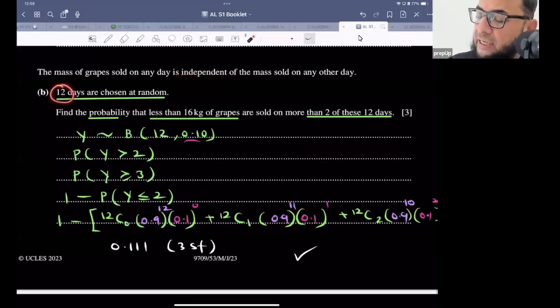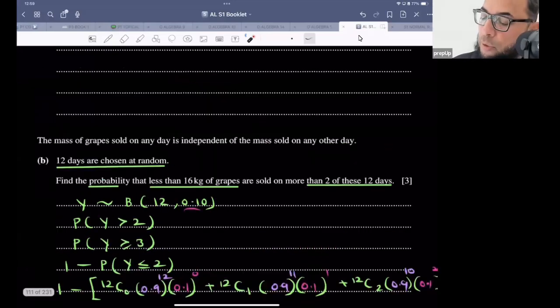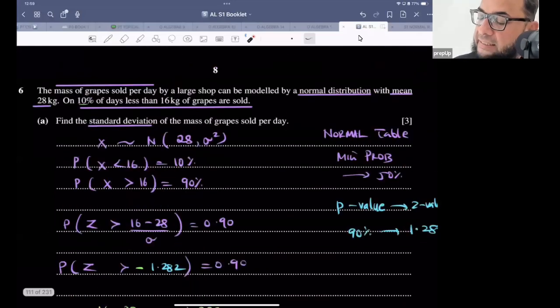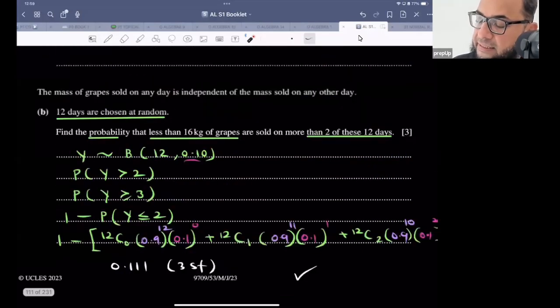12 days are chosen at random. Find the probability less than 16 kg of grapes were sold on more than 2 of these 12 days. So now over here again, less than 16 kg of grapes, that is the success that goes over here. This is the number of trials. More than 2 is greater than or equal to 3, which is 3, 4, 5, 6, 7, 8, 9, 10, 11, 12.